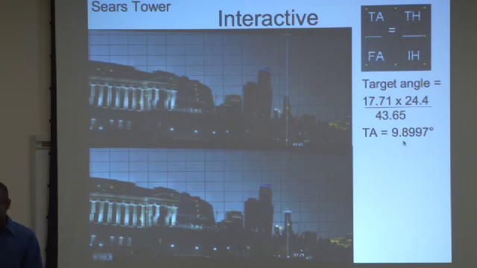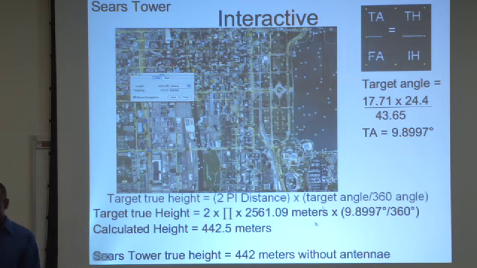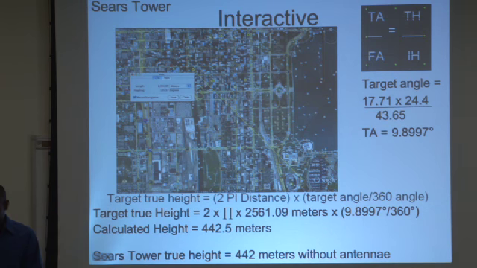And the target angle is 9.8997. So ideally, this angle from the camera to the Sears Tower was 9.8997. Okay, and once again, the distance that I calculated using Google Earth, if you can read that, is actually 2,561.09 meters. So using the formula, target true height equals 2 pi times the distance times the target angle divided by 360 degrees. The calculated height that I have here is 442.5 meters.